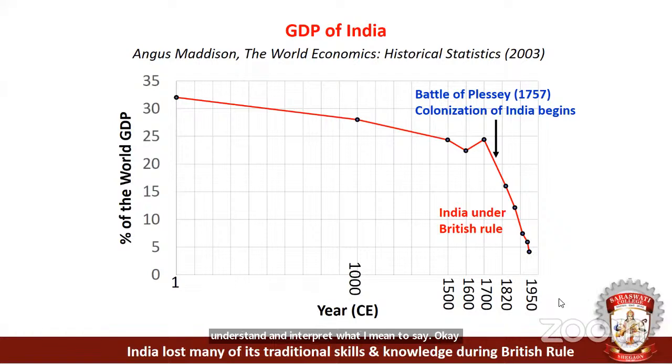And the statement at the bottom, probably many of you will agree to that: traditional skill knowledge during British rule. I'm not making the statement based on certain assumptions. I'm going to present you a few facts with verifiable proofs and evidence. So this was India's GDP. Now we can't dare to imagine having this share of global GDP, 33%.